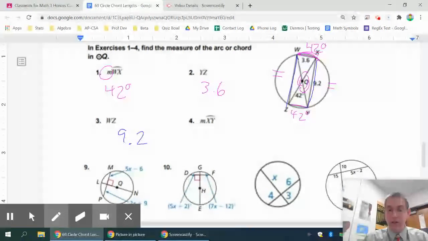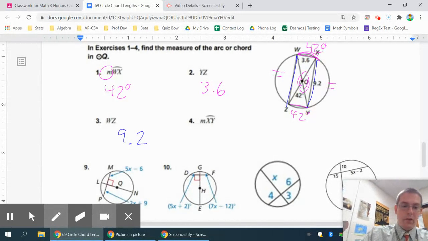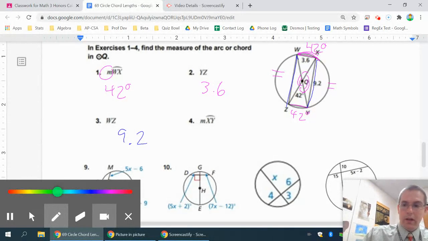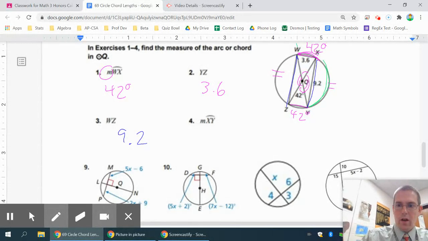Now, the last one is it wants to know the measure of arc XY. So we'll mark XY in green. And here's what's worth knowing. If I was to go from W all the way around to Y, that's half a circle because that is a diameter right here, WY, going through the center. So that in green is 180 degrees.